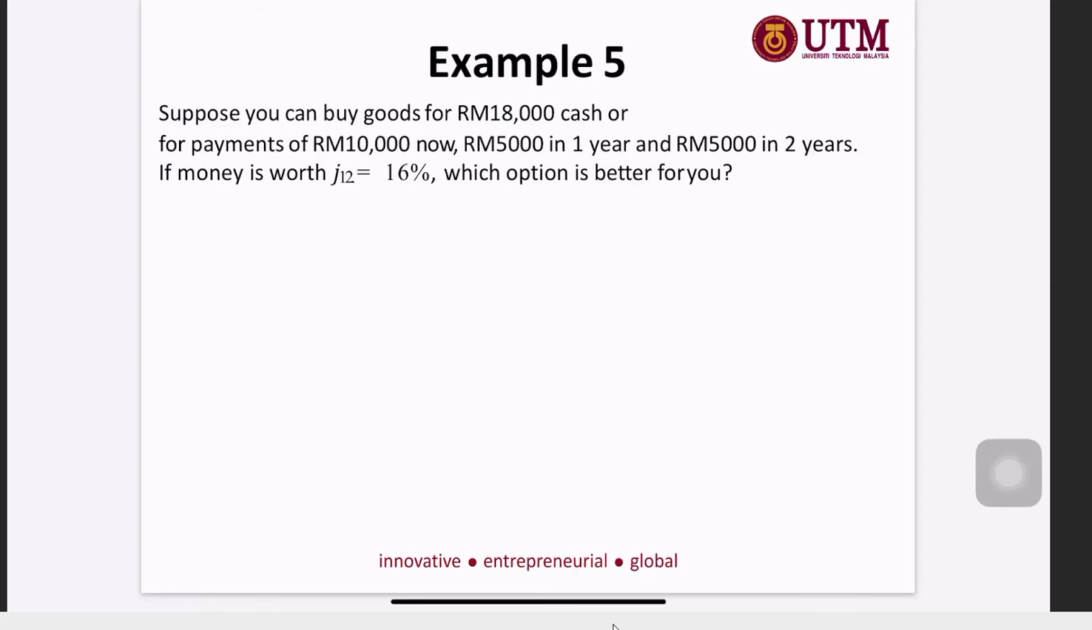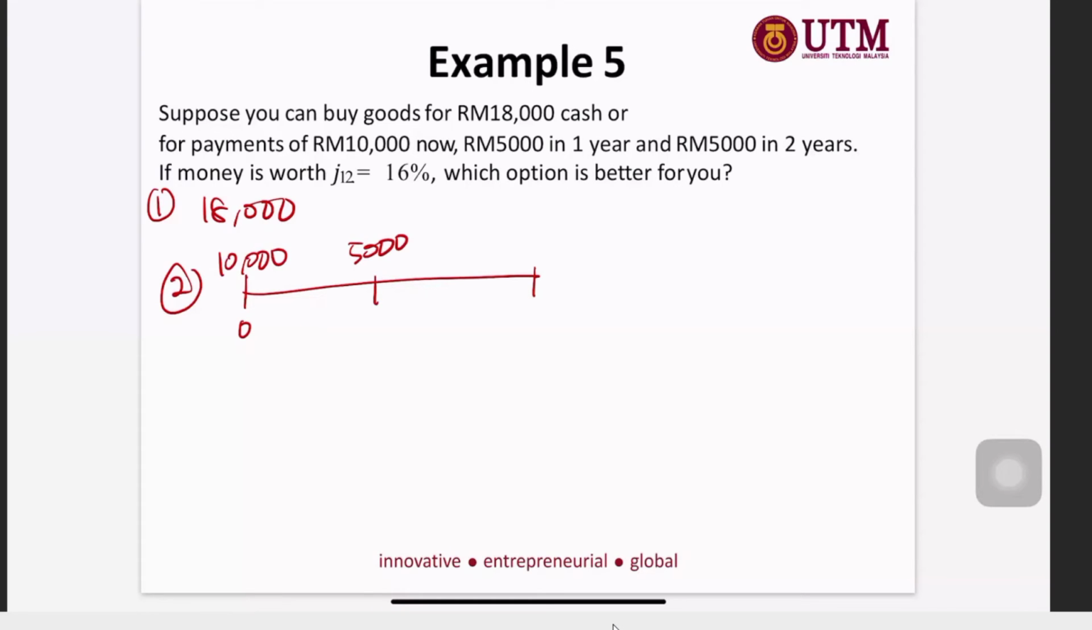Now you have 2 options, right? The first option, you buy goods today. So if you choose the first option, your money spent is 18,000. There is no interest added to the 18,000 because you pay today. However, the second one is you pay 10,000 now, you pay 5,000 in 1 year, and you pay another 5,000 in 2 years. So how can you compare the total amount of number 2 with the total amount of number 1?